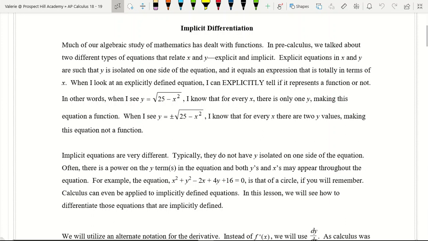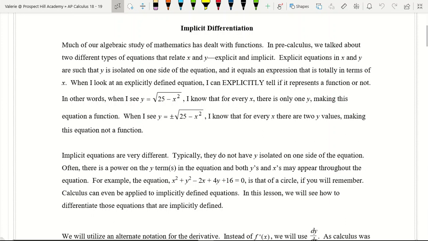Implicit equations are very different. Typically, they do not have a y isolated on one side of the equation. Often there's a power on the y terms in the equation, and both y's and x's may appear throughout the equation. For example, the equation x squared plus y squared minus 2x plus 4y plus 16 equals 0 is that of a circle.